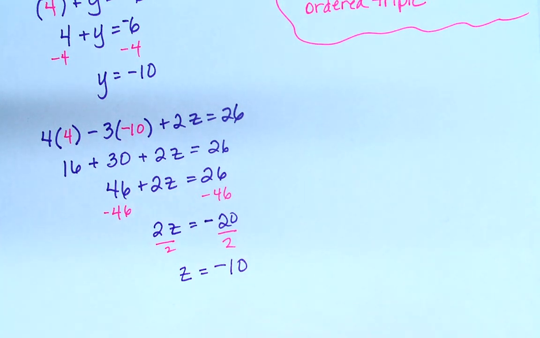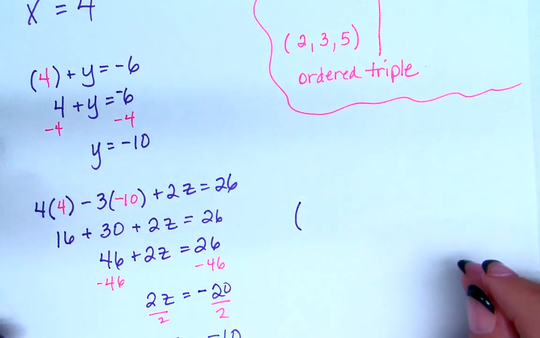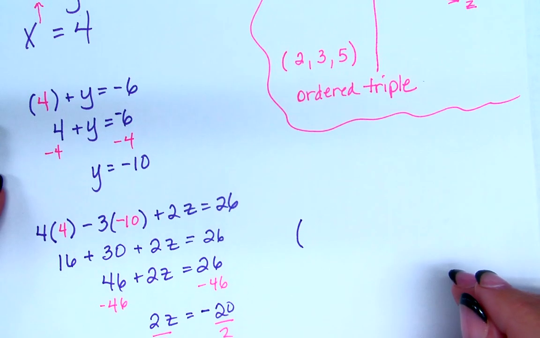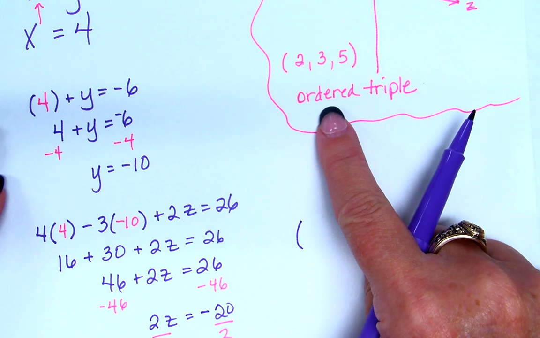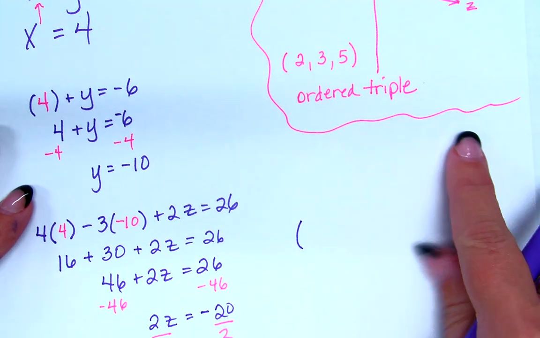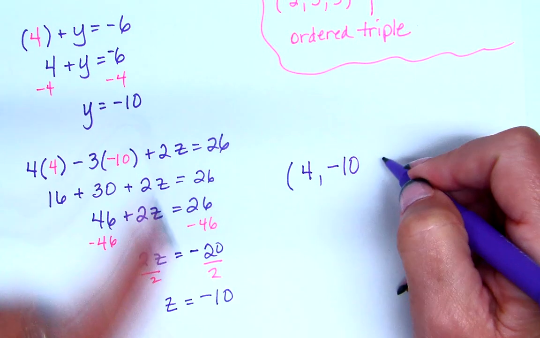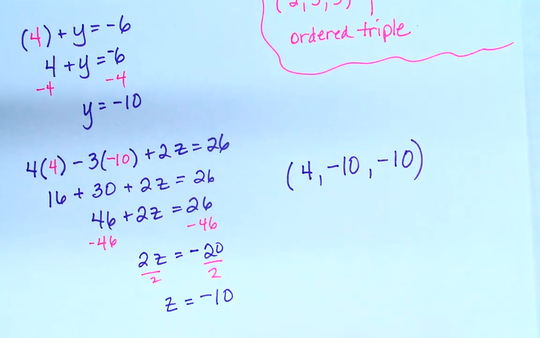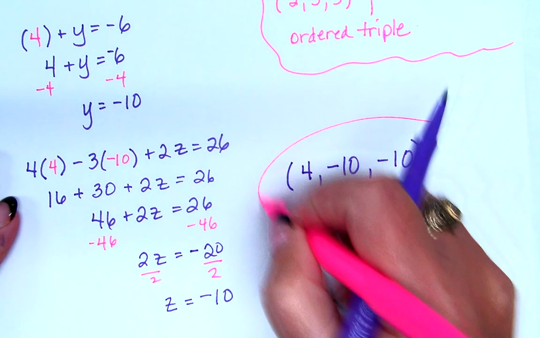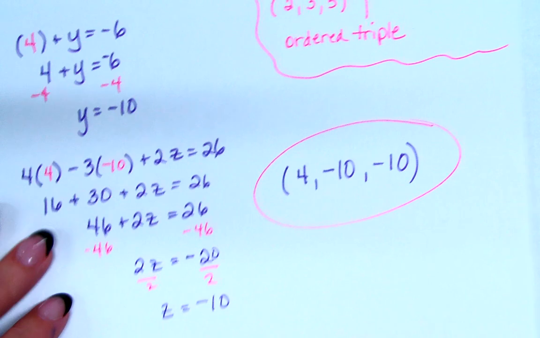Now I'm done? Dang it. What is my answer? Does it really matter what order we write it in? Yes. It's called an ordered triple for a reason. What order does it need to be in? X, Y, Z. So 4, negative 10, negative 10. Questions? Okay so far? Okay.